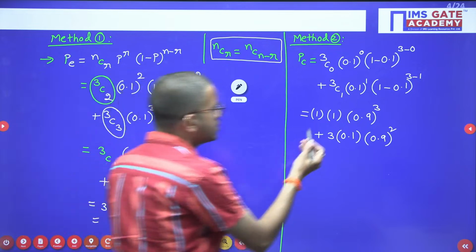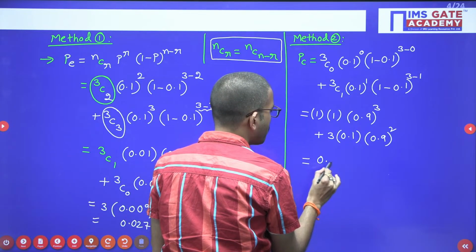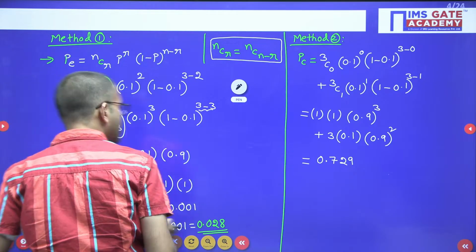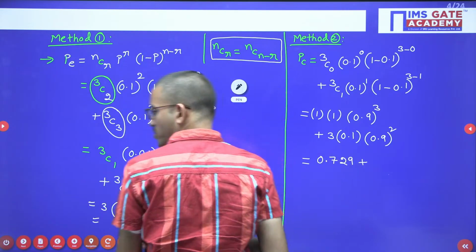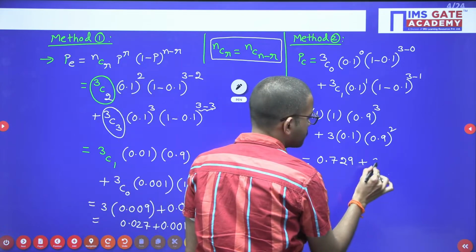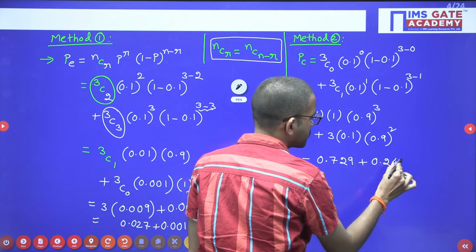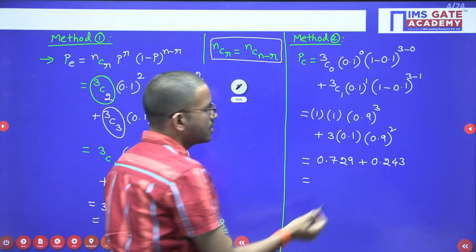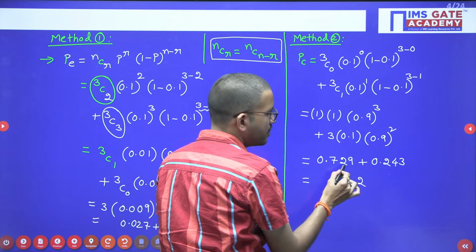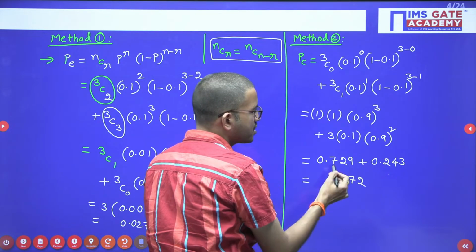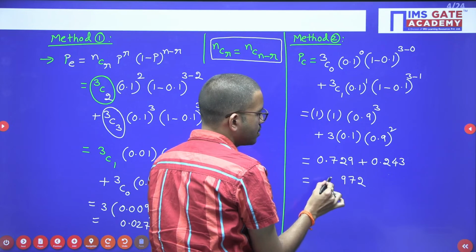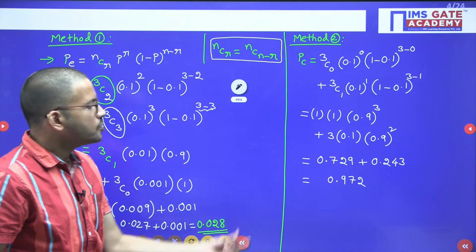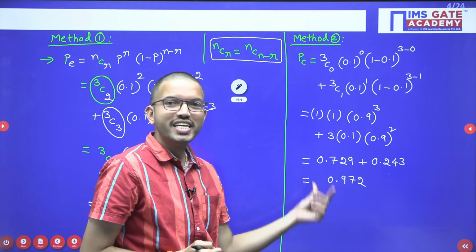Regarding the first term, I hope all of you are getting 0.729, and similarly regarding the second expression, you are going to get 0.243. So just perform the addition of these two. 3 plus 9, 12, 1 plus 2, 3, 3 plus 4, 7, 7 plus 2, 9. So you are getting 0.972. So 0.972 is what? You are getting the correct probability.